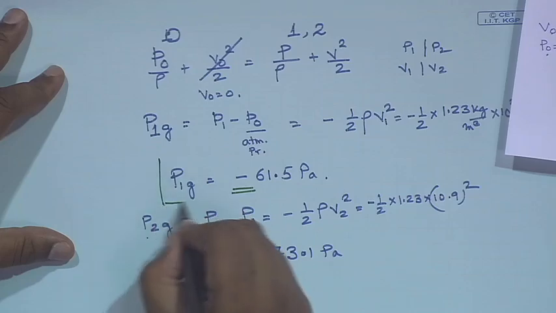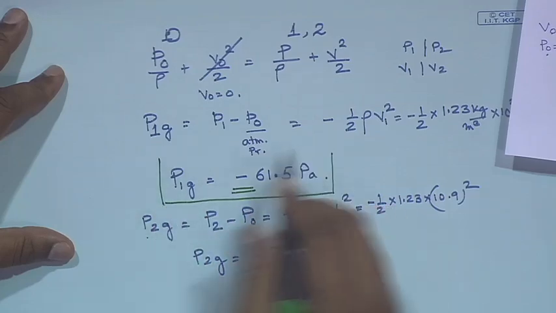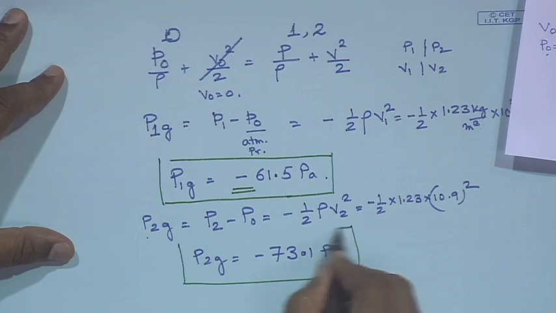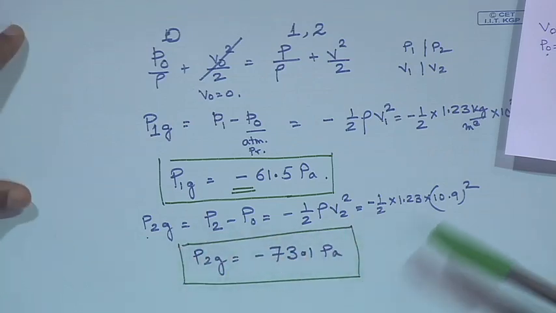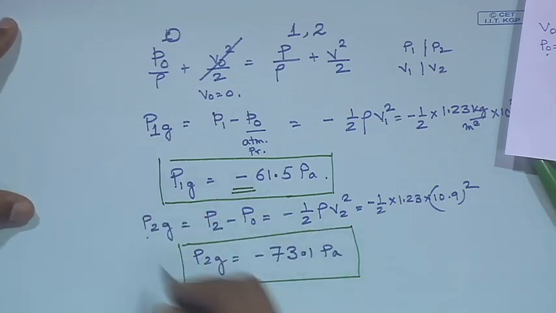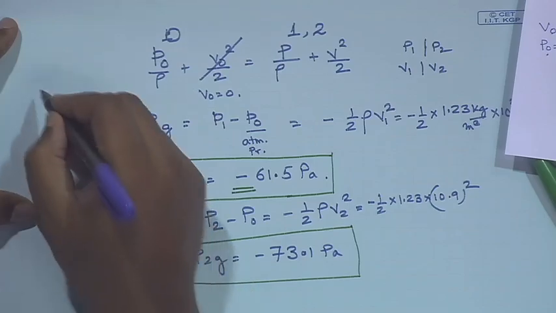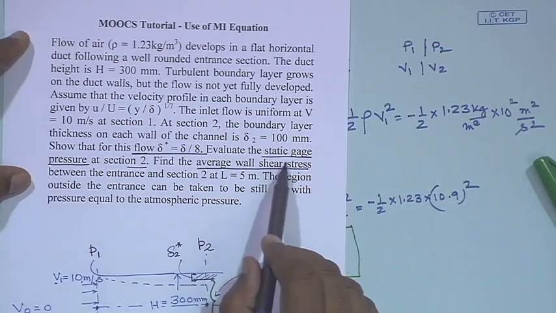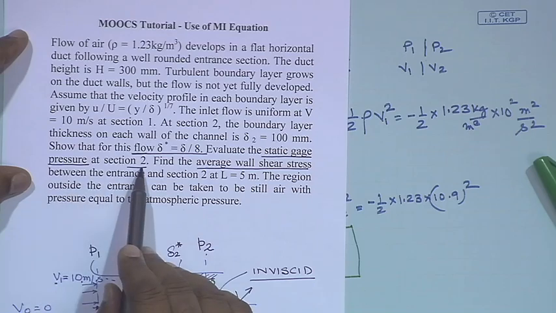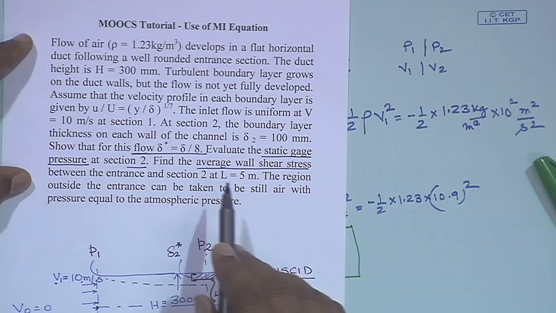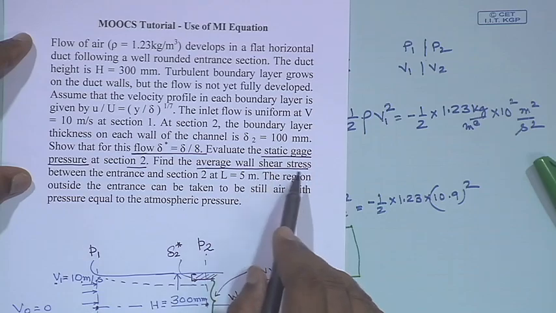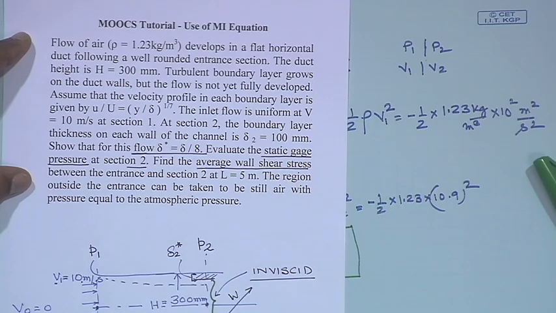So, these two gauge pressures would simply be used to work the next part of the problem. So, part 2 is also complete. We know the static gauge pressure at section 2 as well as section 1. The next one is we have to find the average wall shear stress between 1 and 2.